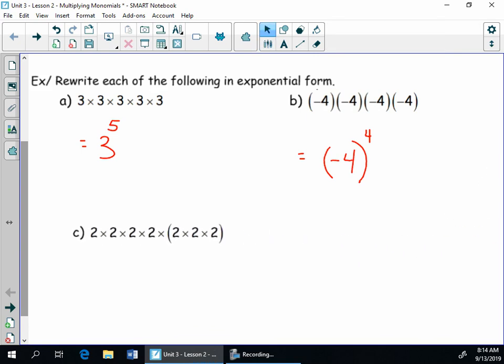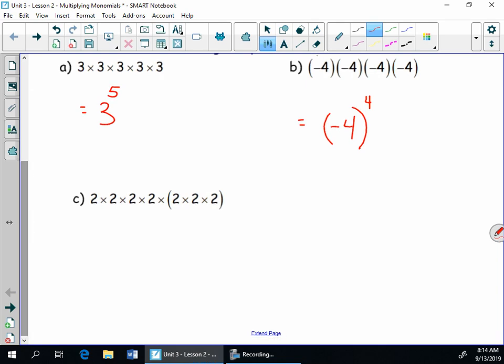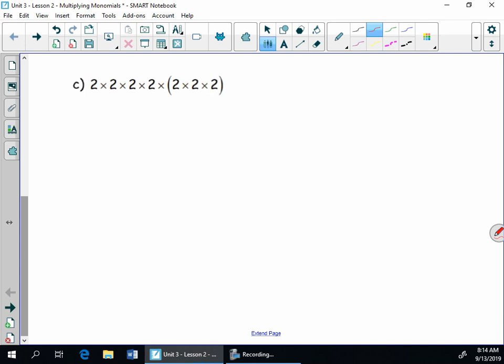And if we try C, 2 times 2 times 2 times 2 times 2 times 2. Well, if I stop and think about this, really I have 7 2's. Those brackets, they're kind of in there to trick us. Do we really need the brackets there, or is it just another way of showing multiplying? I think it's just another way of showing multiplying. It's 2 to the power of 7.